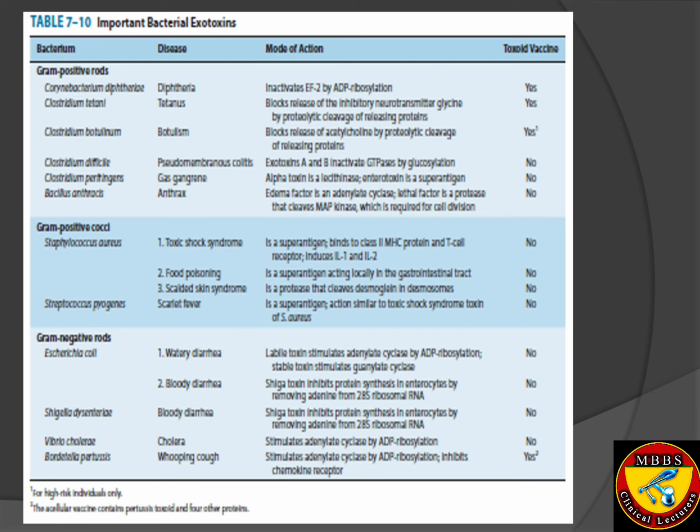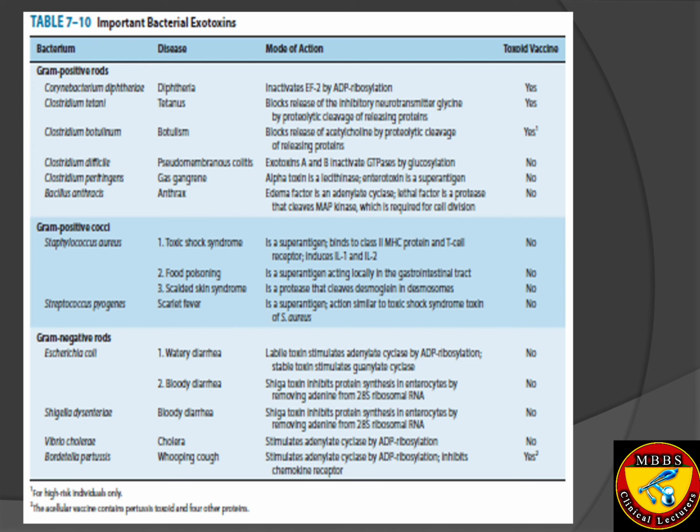in the exam. Botulinum toxin causes botulism, and its mode of action is blocking the release of acetylcholine by proteolytic cleavage of releasing proteins. Then there is Clostridium difficile, which produces pseudomembranous colitis. Usually it occurs when a lot of broad spectrum antibiotics are taken by the patients. It leads to C. diff infection, and in this case exotoxins A and B inactivate the GTPases by glucosylation.